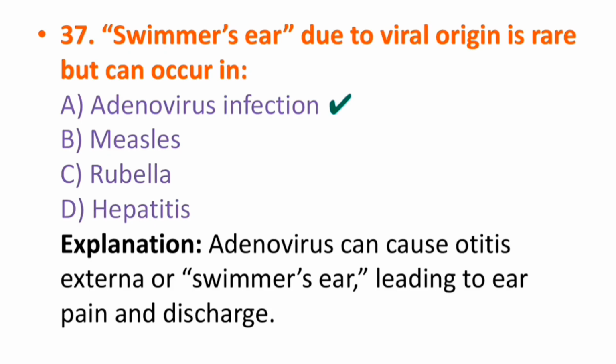Swimmer's ear due to viral origin is rare but can occur in option A adenovirus infection, option B measles, option C rubella, option D hepatitis. The correct answer is option A adenovirus. Adenovirus can cause otitis externa or swimmer's ear, leading to ear pain and discharge.